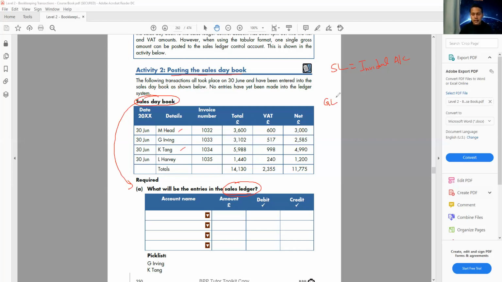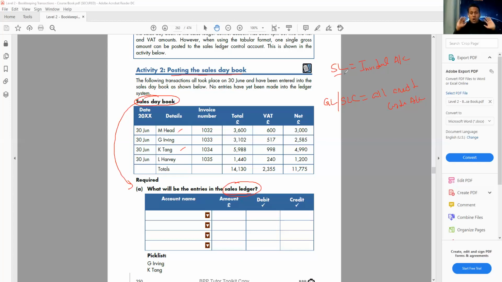On the other hand, the general ledger, also called sales ledger control, SLC. As soon as I say sales ledger control, I'm talking about all the credit customer accounts. So if my manager asks me how much is due from M Head, I'm going to open the sales ledger, because the sales ledger represents an individual account, one particular customer account. On the other hand, the sales ledger control is the general ledger.